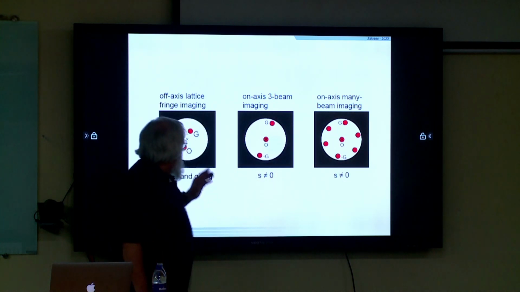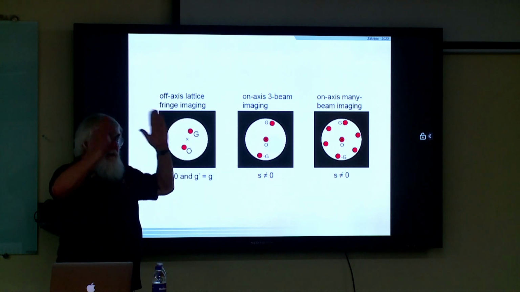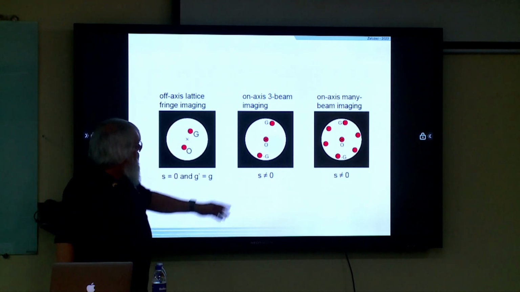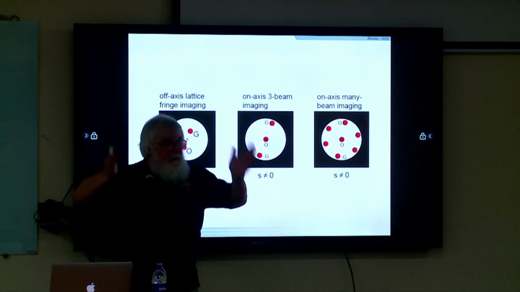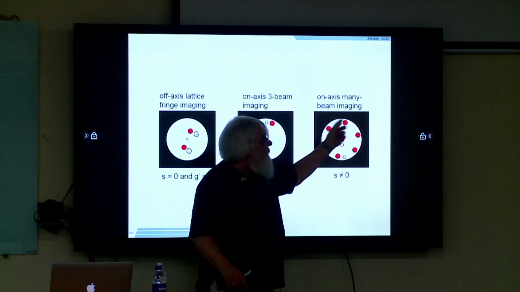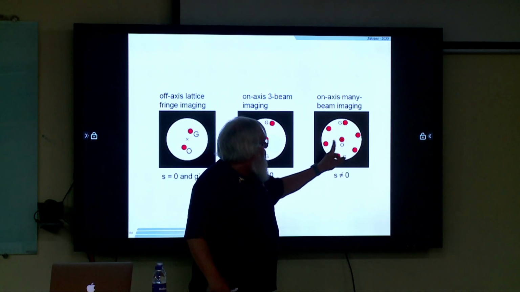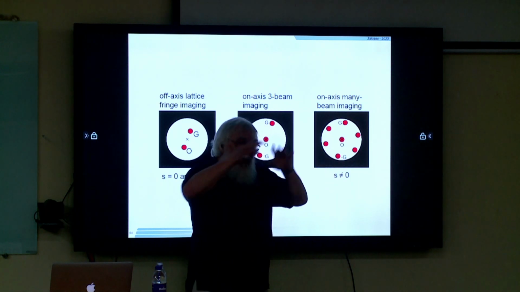Now, think about this. If we only have two beams coming in, what are we going to get? We're going to get lines. With 3 beams, again, they're all interfering, and we're going to get lines. What happens when you have multiple beams? Well, this is going to interfere with this, and it's going to interfere with this. We're going to get a structured image.